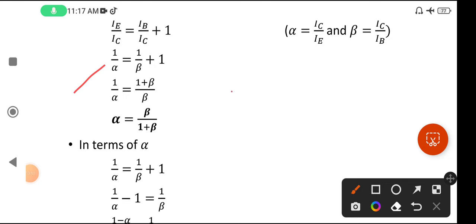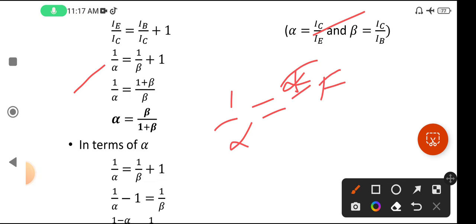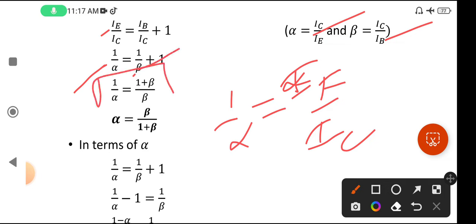Why 1 by alpha? 1 by alpha means the reverse, IE by IC. That is why it is 1 by alpha, and 1 by beta for the beta form. Now we can write it like this by taking the LCM. So it is one relation.